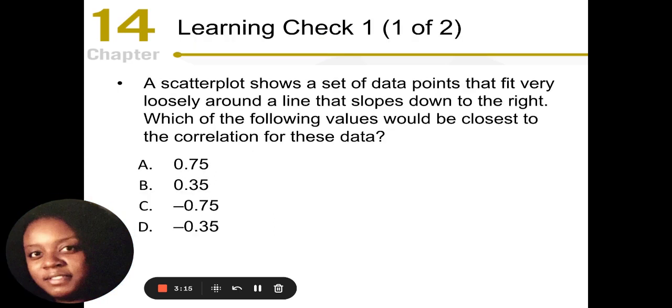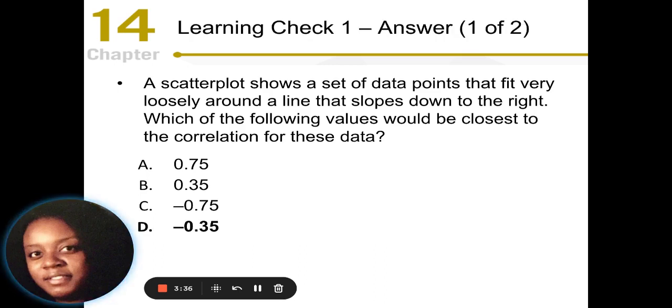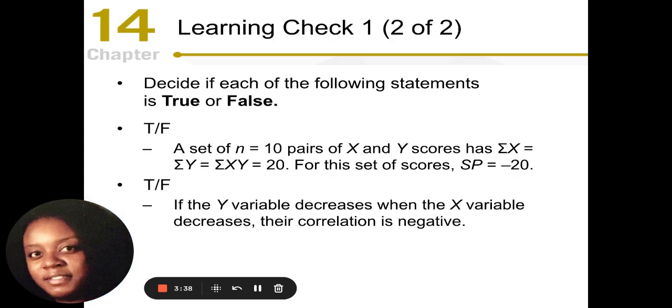So let's go ahead and do a learning check. A scatter plot shows a set of data points that fit very loosely around a line that slopes down to the right. Which of the following values would be closest to the correlation for these data? Is it A, B, C, or D? Hopefully you chose D as the correct answer.